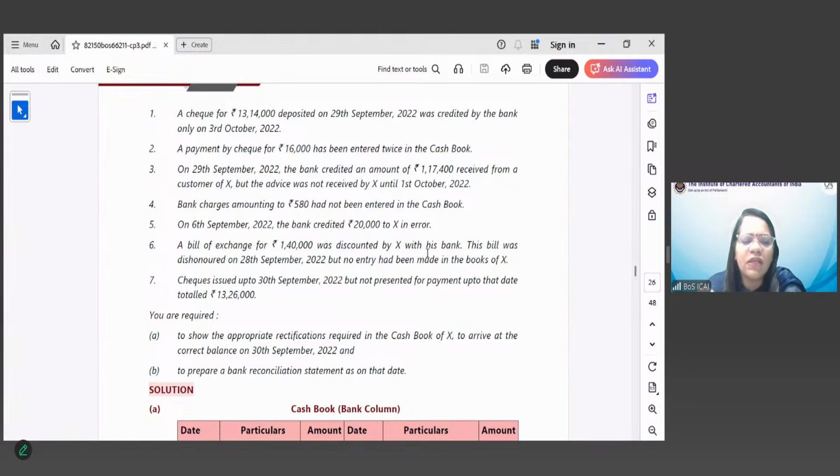What is your problem in this adjustment number 5? The bank credited rupees 20,000 to X in error. So I am trying to write my query, my mic is not working.